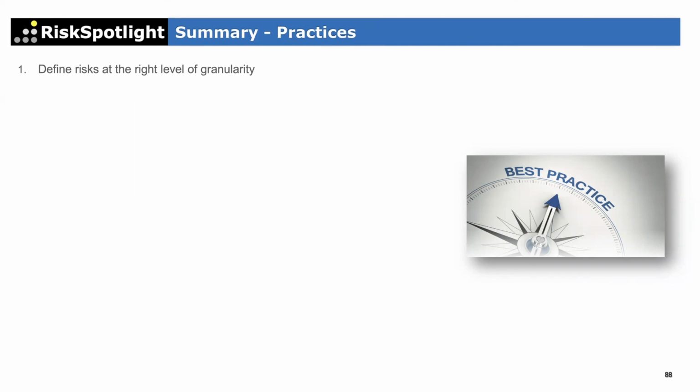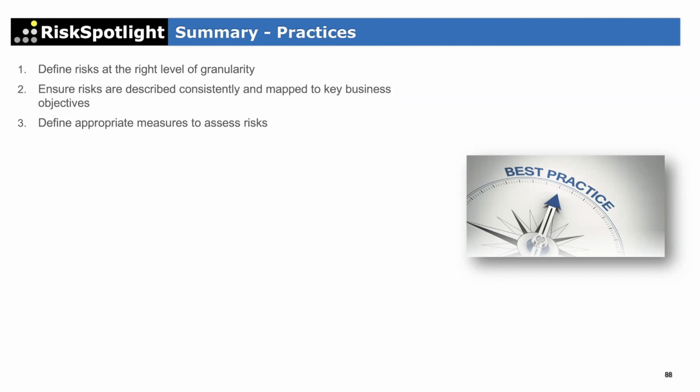The first one was defining risks at the right level of granularity, ensuring that risks are described consistently. It's not a mishmash of risks and causes and impacts, and always link risks to business objectives if you want buy-in from the first line. Then defining appropriate measures to assess the risk. Think about which measure you are using, because whichever measure you pick, there are pros and cons associated with that. So you want to pick the right measures to assess those risks.